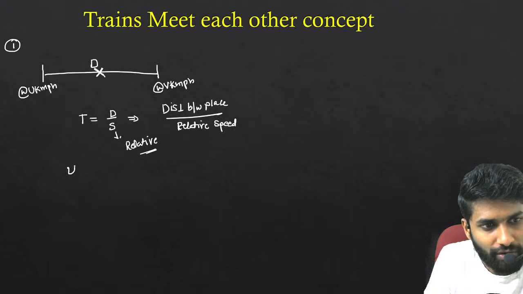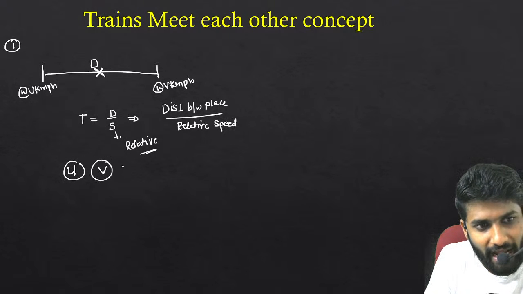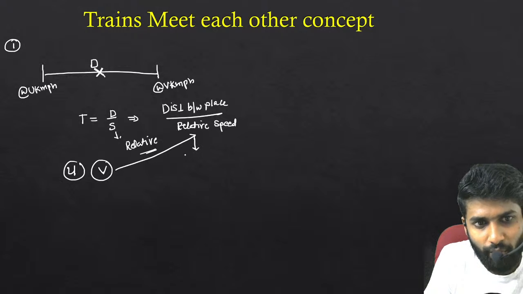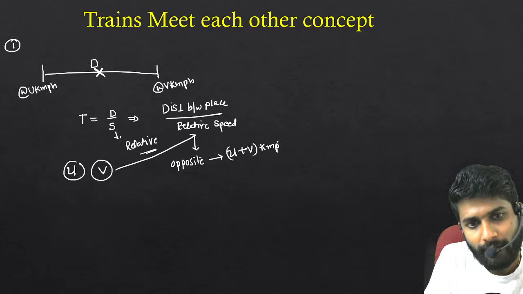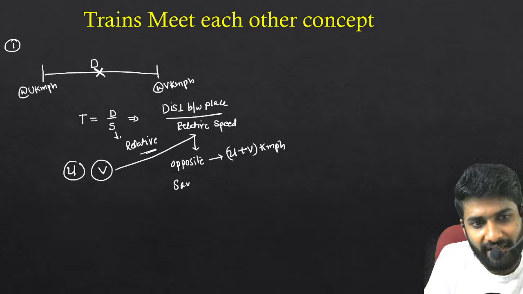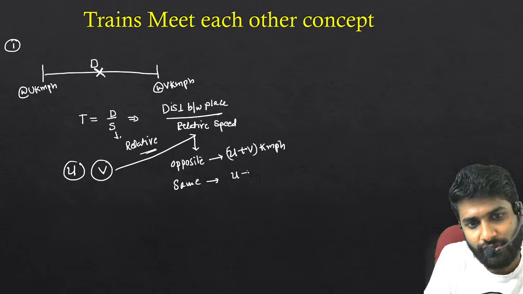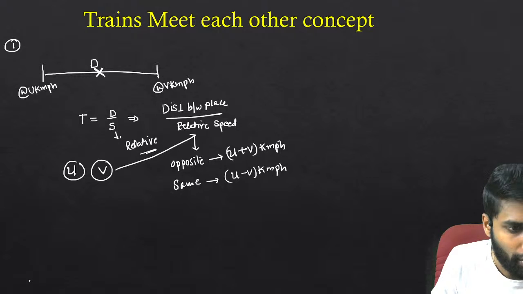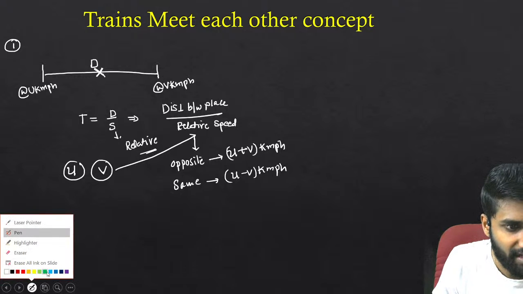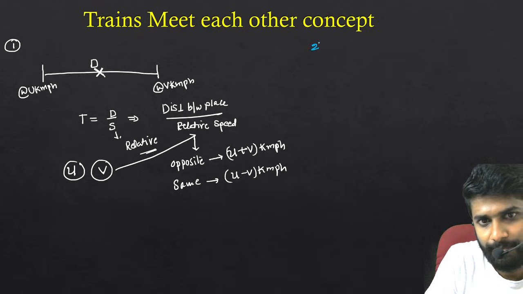If one is traveling at u kilometers per hour and the other at v kilometers per hour, and both travel in opposite directions, the relative speed is u plus v kilometers per hour. If both travel in the same direction, the relative speed is u minus v kilometers per hour. So this is the first concept. Now let's move on to the second concept.